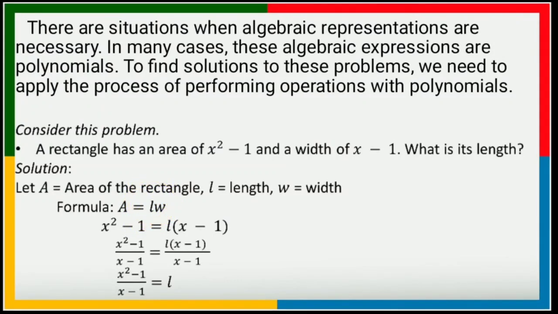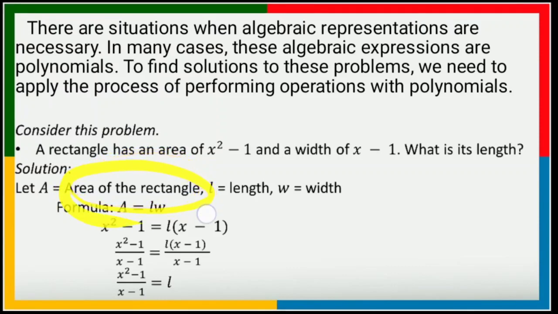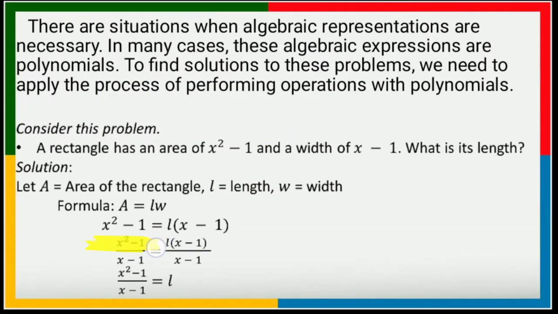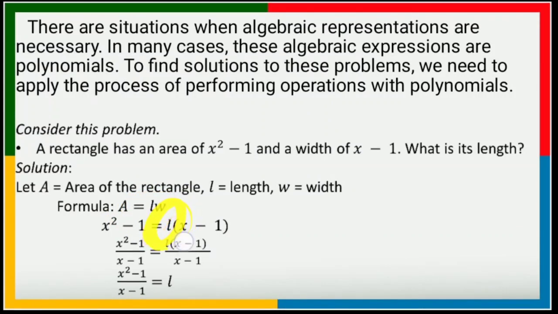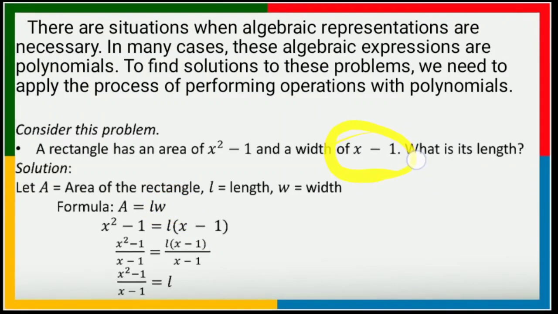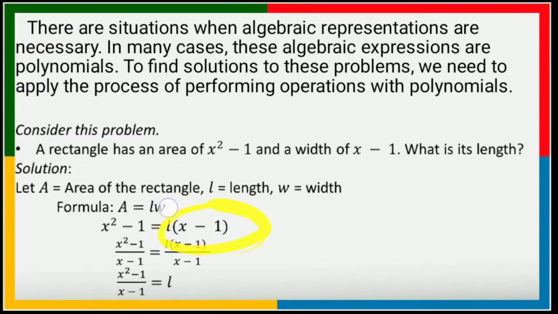Let's substitute the given. Now, ask yourself, what is A? A is the area of the rectangle. On the problem, it says that the area of the rectangle is x squared minus 1. We will write x squared minus 1, then that is equal to length times width. Since length is missing, we will write L here, then times width. On the problem, the width is x minus 1. Therefore, we will have L times x minus 1.